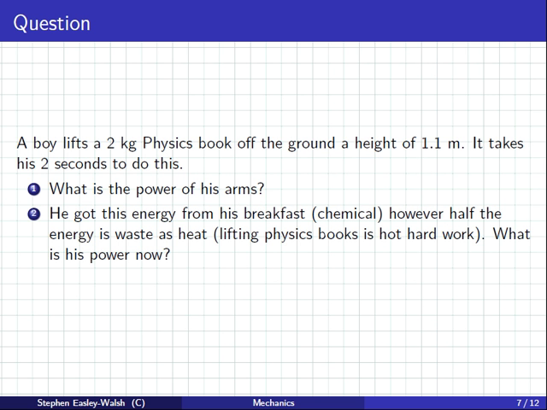Right, part 2. He got his energy from his breakfast. However, half the energy is wasted, I should say, as heat. What is his power now? So, what's the efficiency here? 50%.